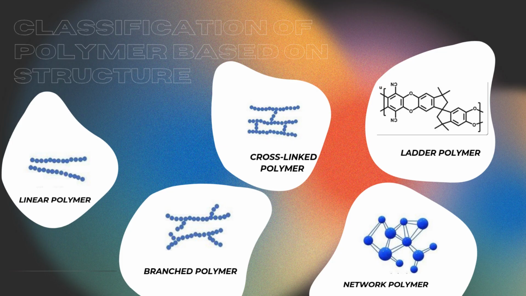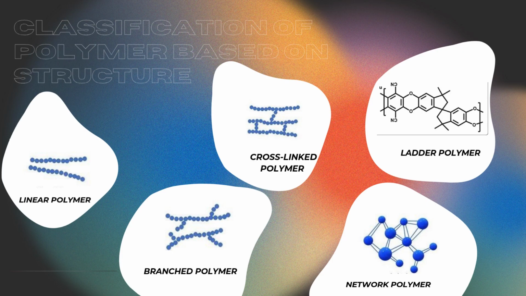The properties are that they can pack closely together, exhibit high density and often high crystallinity. Other than that, they tend to have good tensile strength and melting points. For example, polyethylene HDPE used in containers and piping, polyvinyl chloride PVC used in construction materials, and nylon used in textiles and engineering plastic.